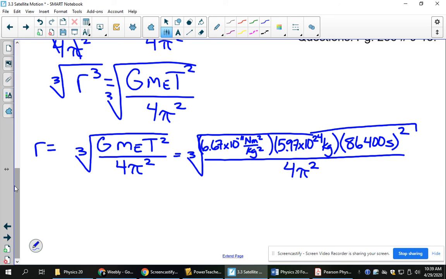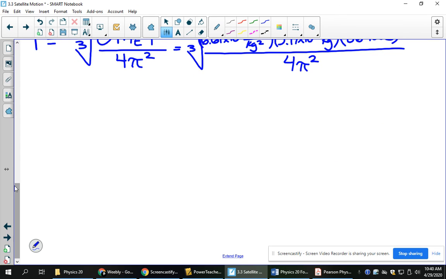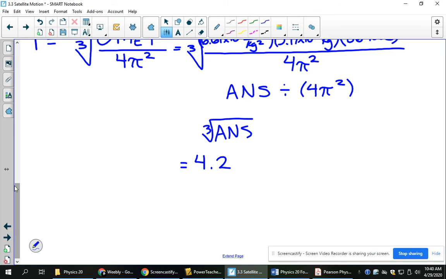I'd maybe calculate the numerator. Okay, have that sitting on your calculator screen. Then I would hit divide 4 pi squared so that my calculator takes answer, divide 4 pi squared. And then I would cube root my answer. So it might look like this. Answer, divide 4 pi squared. Okay, and then cube root the next answer. Try it until you're able to come up with 4.2 times 10 to the 7 meters.